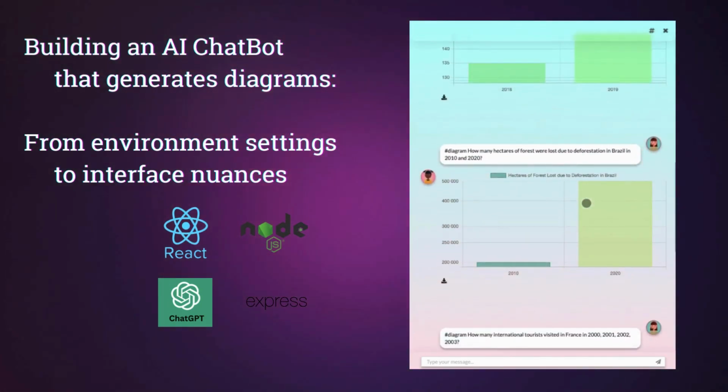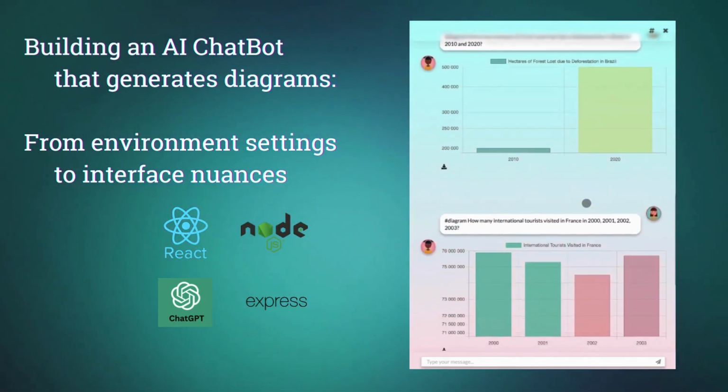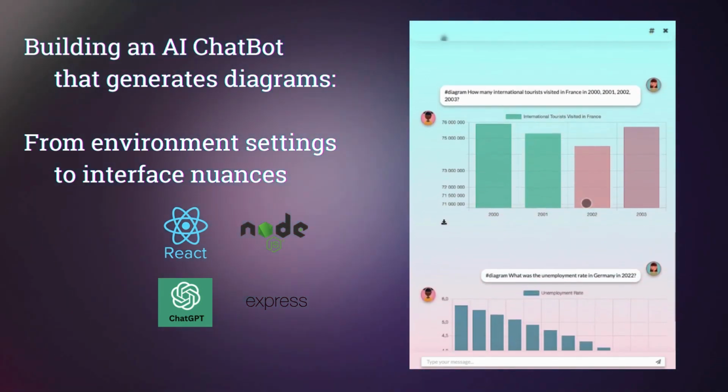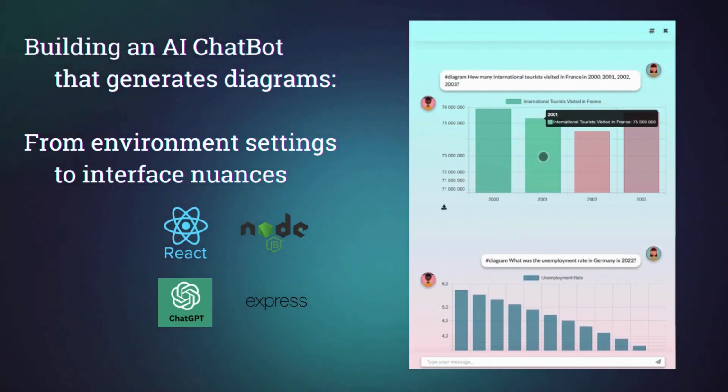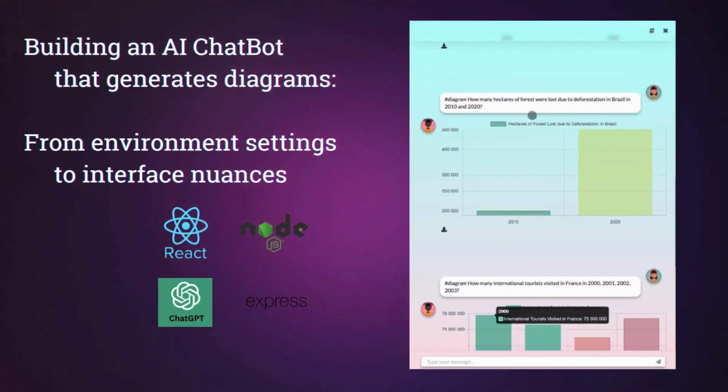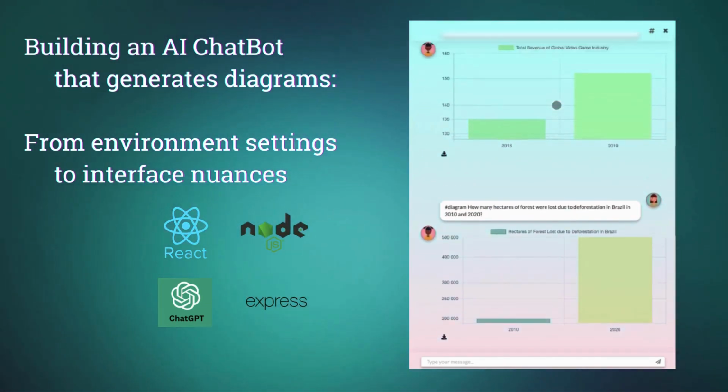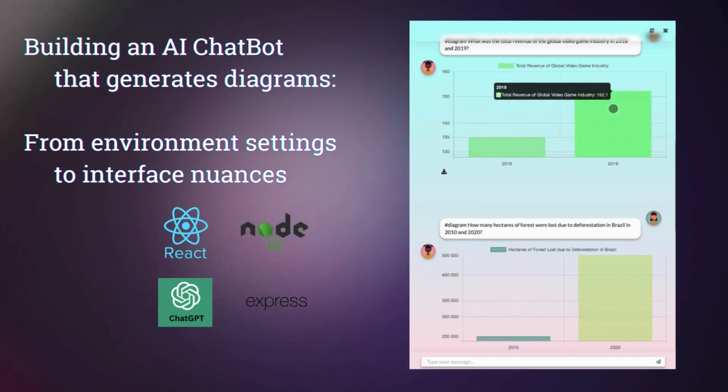Hi everyone, I'm here with a new mini project. Today we will be working with JavaScript and different frameworks such as Node.js, Express.js, React.js, Chart.js and OpenAI. So we are going to create an AI chatbot that responds with a bar chart.